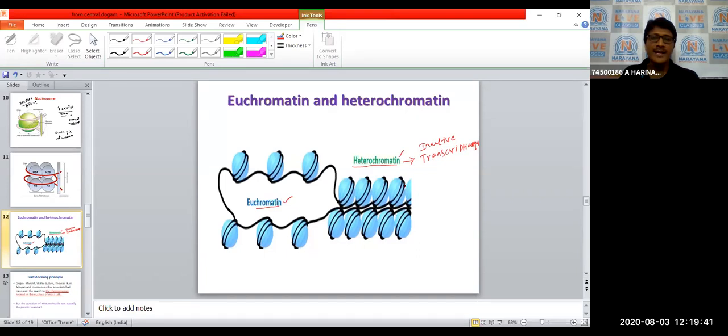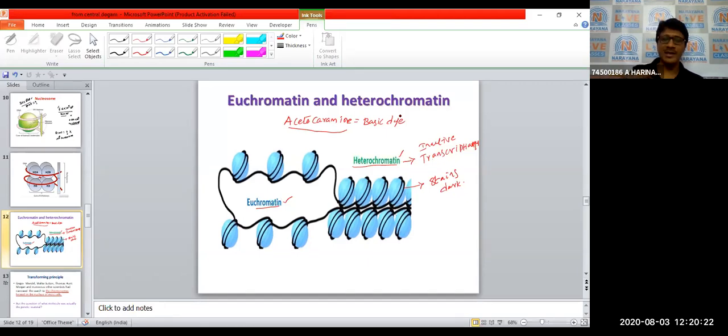Due to the packing, it stains dark. For example, acetocarmine is used for staining DNA. What is the dye used for staining of DNA? Acetocarmine, also known as aceto-orcein. This is a basic dye, and that's why it binds to DNA. Acetocarmine is used for the staining of DNA.